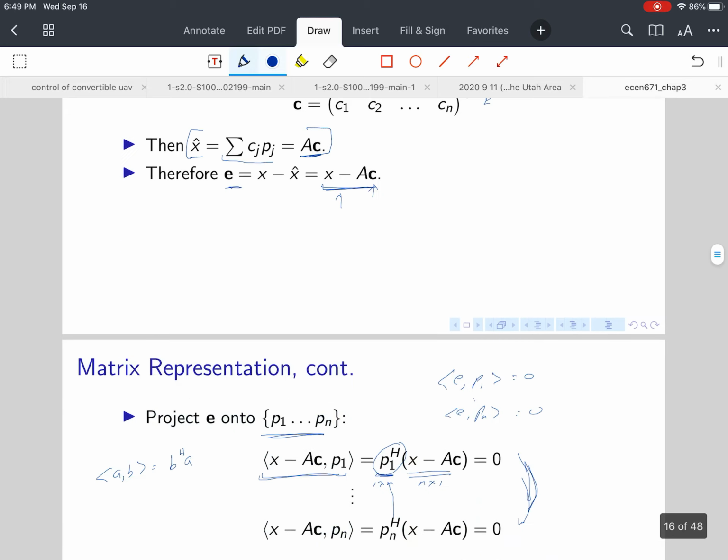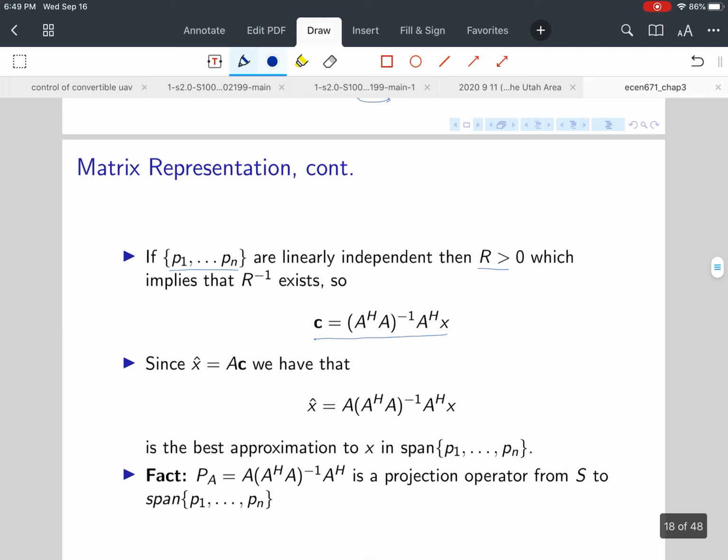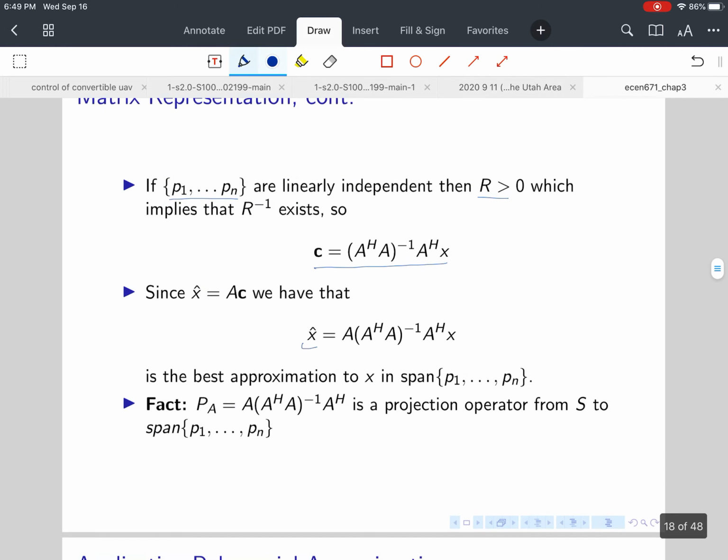And since way back here we have that x hat is equal to A times C, we can now plug in what C is. So x hat is A times C, and we get that x hat is A (A^H A) inverse times A^H x. And this is the best approximation of x inside of the span of P1 to Pn.